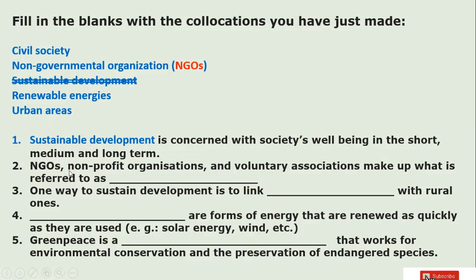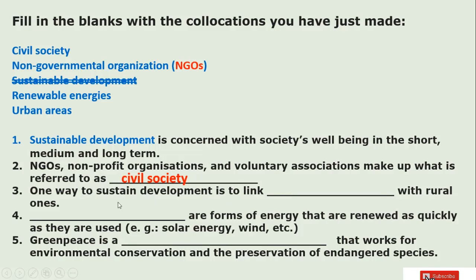Two, NGOs, non-profit organizations and voluntary associations. Voluntary associations, جمعيات. Voluntary associations, جمعيات تطوعية, تعمل تطوعي. Make up what is referred to, يعني تشكل ما يسمى باش civil society, المجتمع المدني.